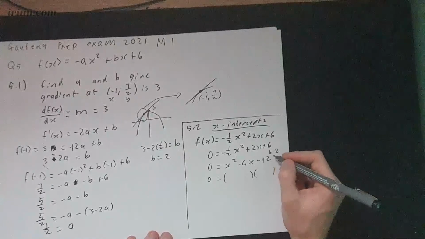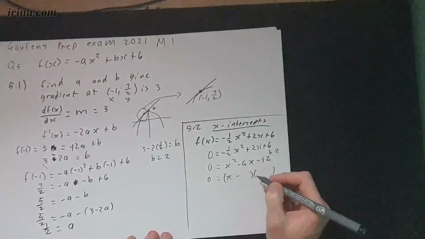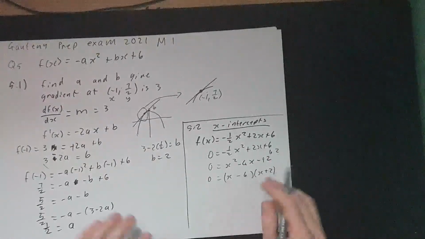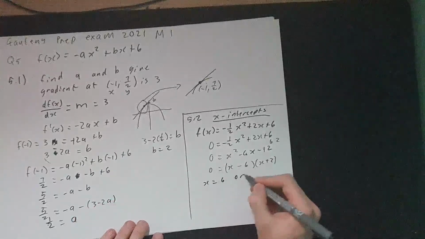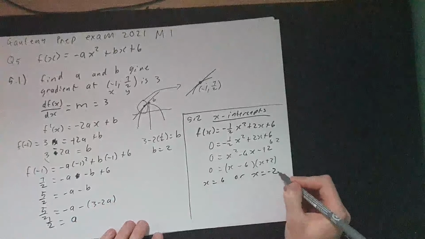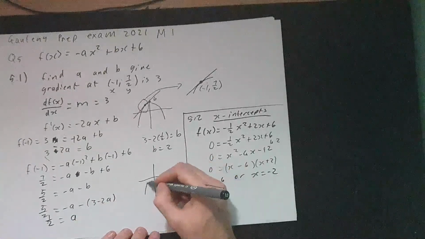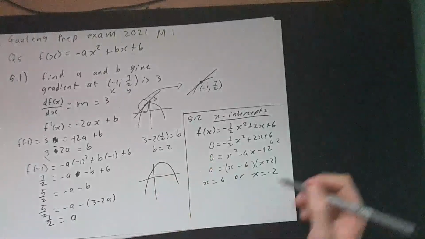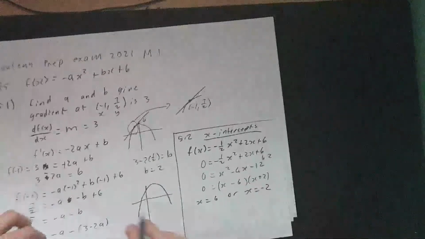My factors are 6 and 2, so to get -4, I'm going to have (x - 6)(x + 2). So we have our x coordinates of x equals 6 or x equals -2. Okay, so this thing's actually sitting more somewhere like that. All right, the next one says calculate the coordinate of the turning point of f.